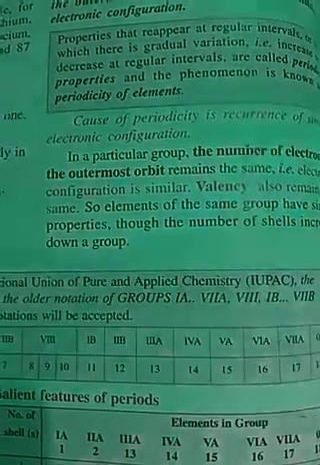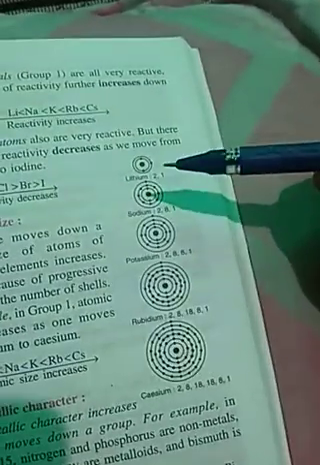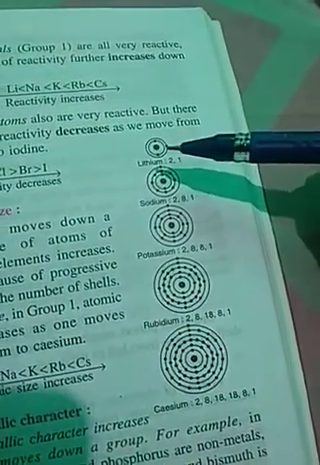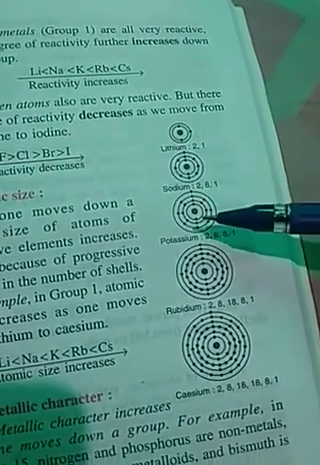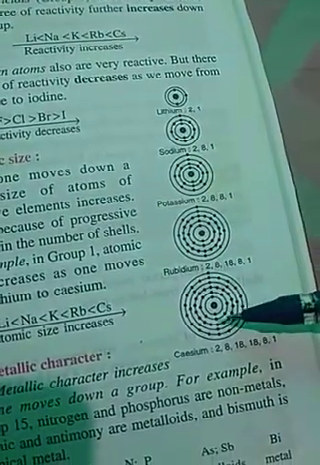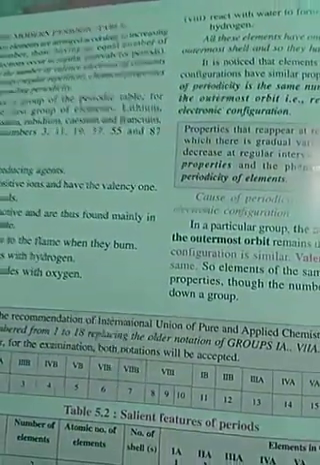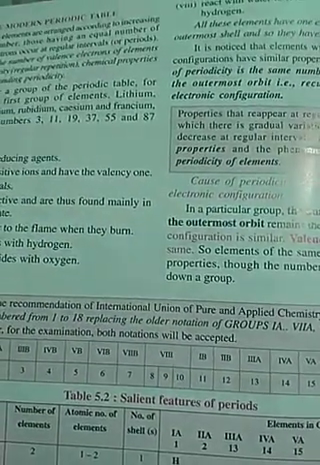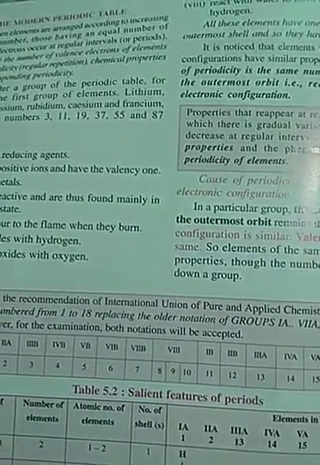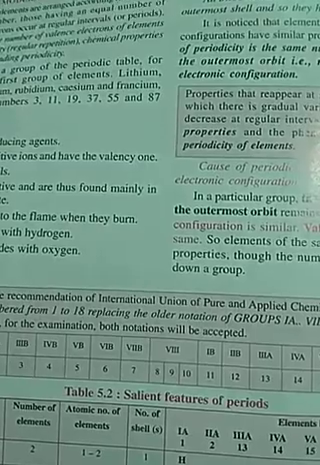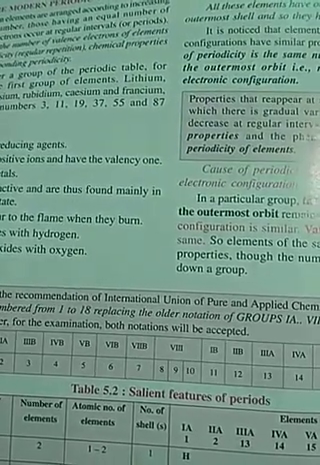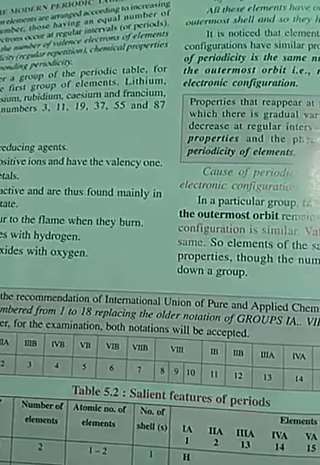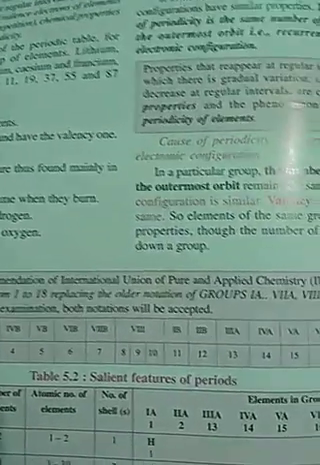The number of cells may be different because as we move downwards, suppose this is lithium, it has 2 cells, sodium has 3 cells, potassium 4, rubidium 5, cesium 6, and so on. But three things will be the same: valency will be the same, valence electrons will be the same, but the number of cells increases by 1. It is not that lithium will have 2 cells and just below it sodium will have 4 cells. No, it will increase by 1 only.